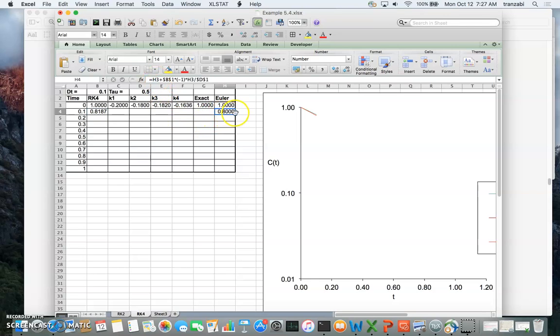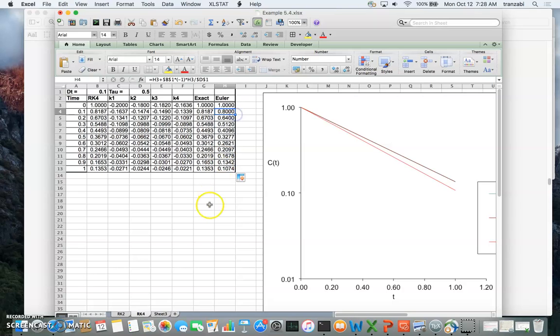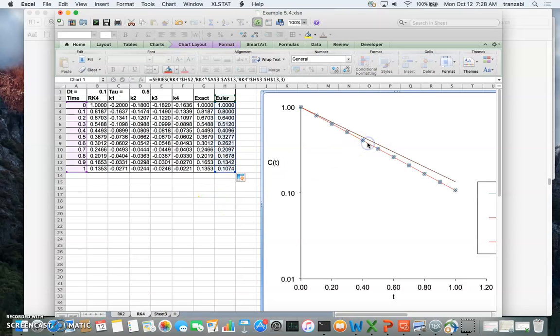So we're going to drag down. I have to do this first. Double click on the lower right corner, highlight these four, double click on the lower right corner, highlight this, double click on lower right, highlight this, double click on the lower right. This is it. So we can go and plot.